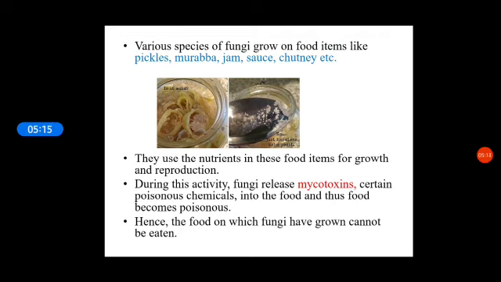Along with this, various food items like pickles, murabba, jam, sauce, chutney, or stored food may also get spoiled due to fungus growth. As fungi use nutrients from food items for their growth and reproduction, the nutritious value of the food gets reduced, and also growing fungi release mycotoxins, that is poisonous chemicals, into the food, and thus the food becomes poisonous and unsuitable for consumption. Hence, such food items on which fungi have grown cannot be eaten.